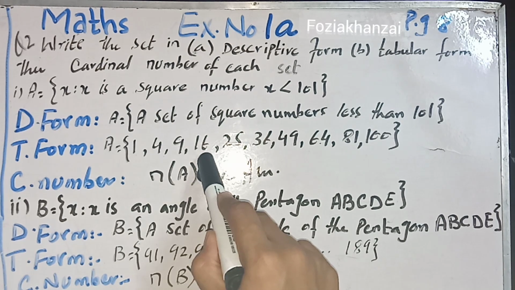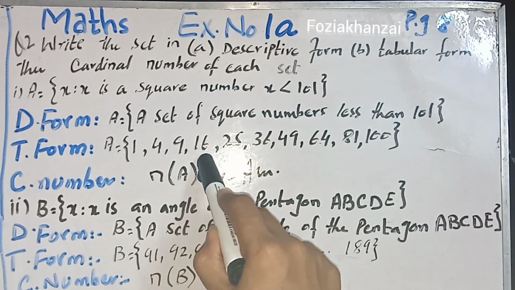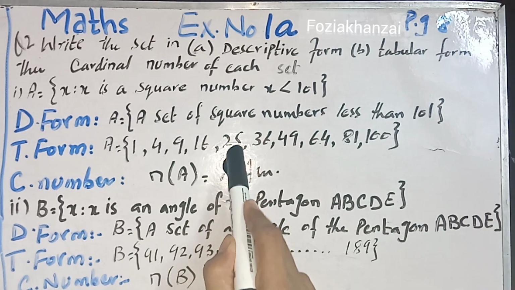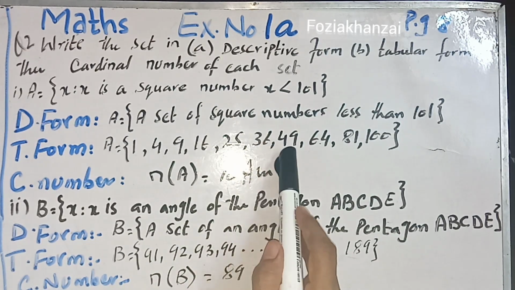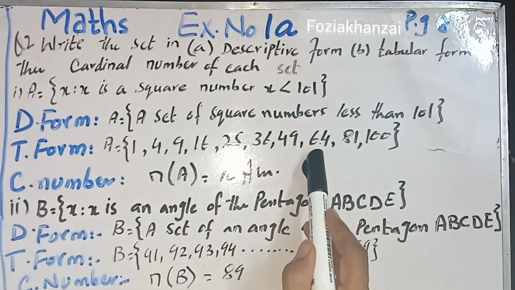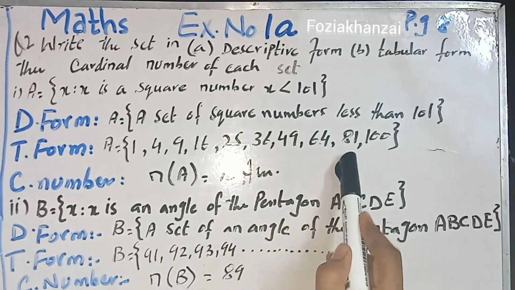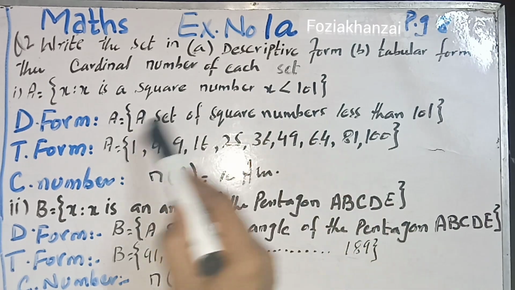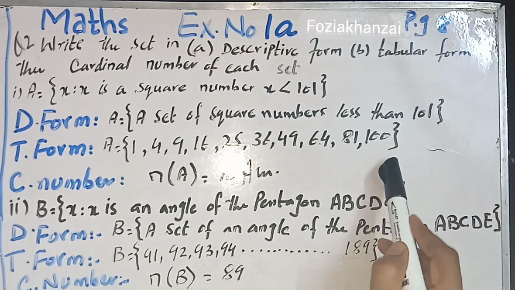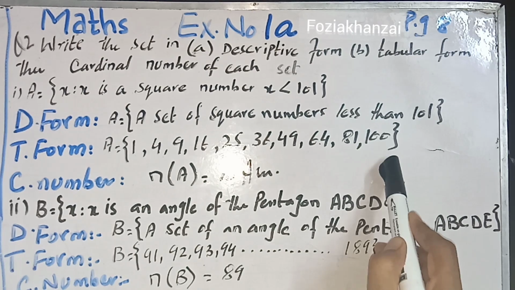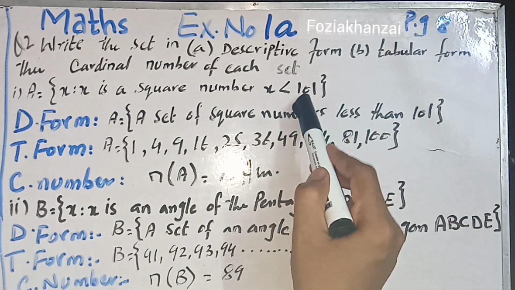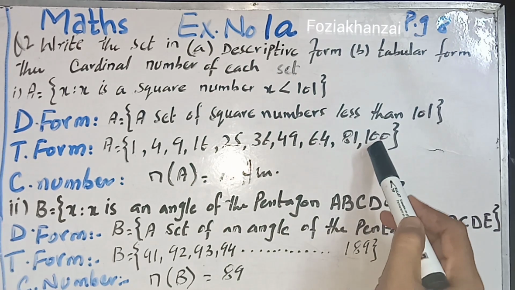After 3, 4. 4 times 4 is 16. 16 is a square number. Then 5 times 5 is 25. 6 times 6 is 36. 7 times 7 is 49. 8 times 8 is 64. 9 times 9 is 81. 10 times 10 is 100. It's called a square number. The question says less than 101, so the last square number is 100.